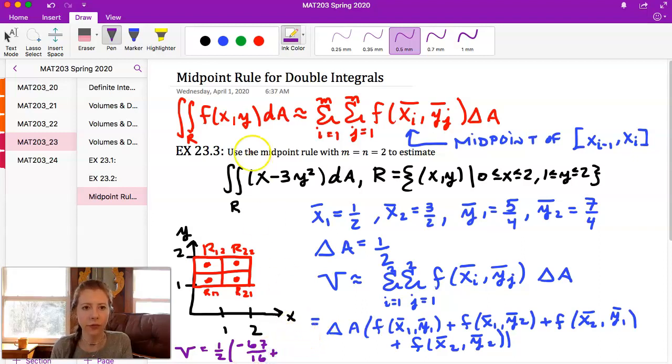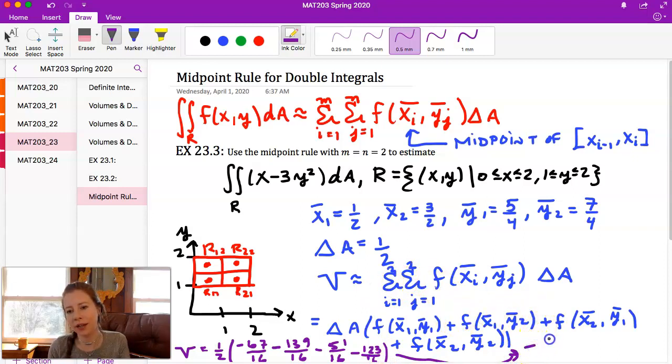Everything's going to be negative here. So it's going to be minus 67 over 16, minus 139 over 16, minus 51 over 16, minus 123 over 16. And so we get minus 95 over 8. Okay, sorry, it got a little messy there at the end, but that is just about it for today.